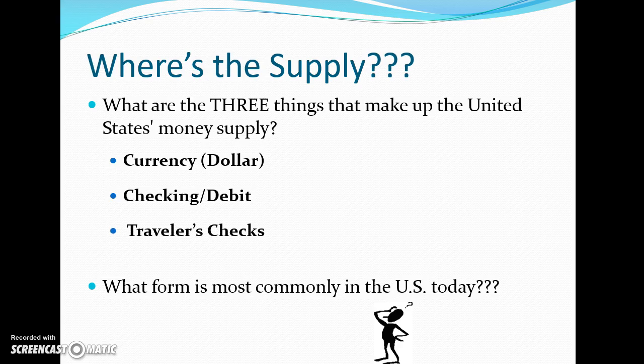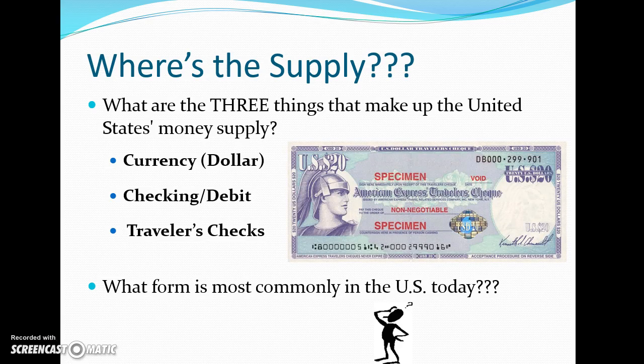And lastly, traveler's checks. Traveler's checks are just like dollars, except they're linked to your bank account instead of backed by the Federal Reserve Bank. The most commonly used form of money in the United States is a checking or debit account.